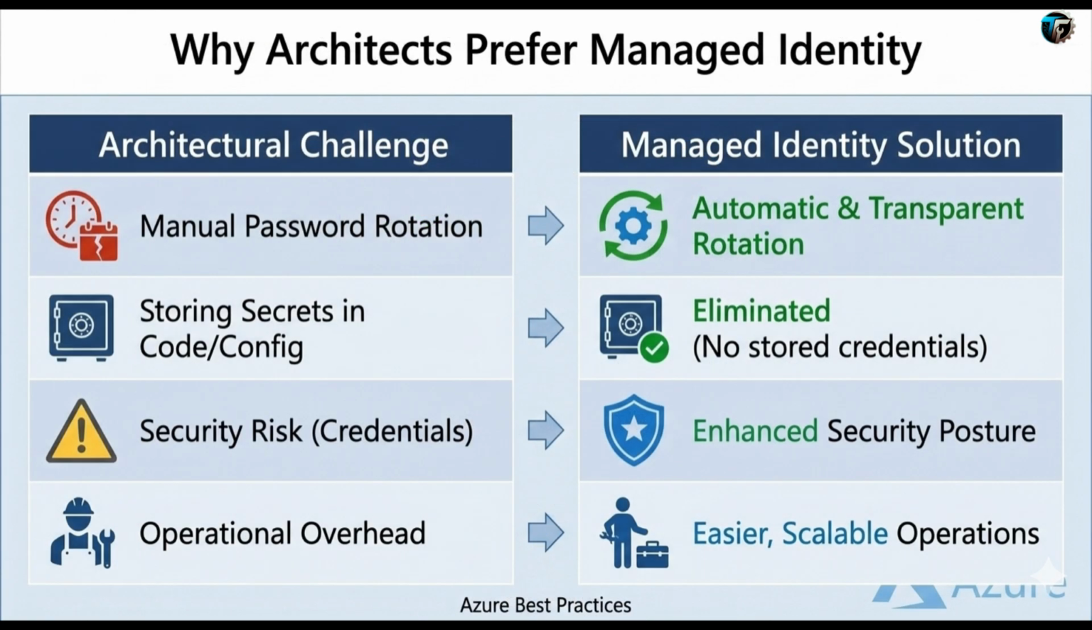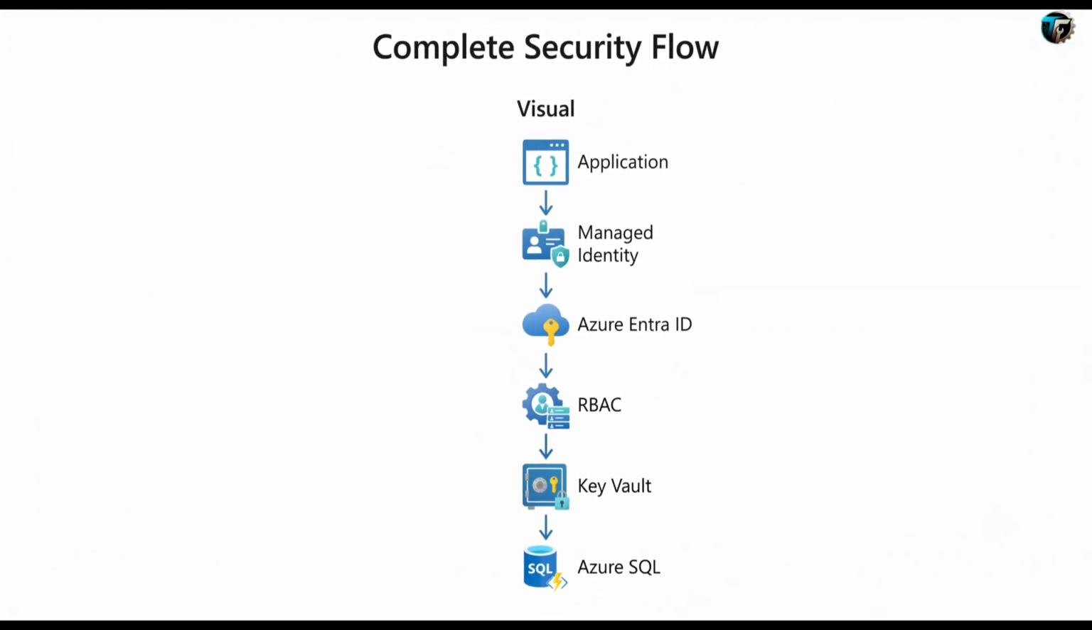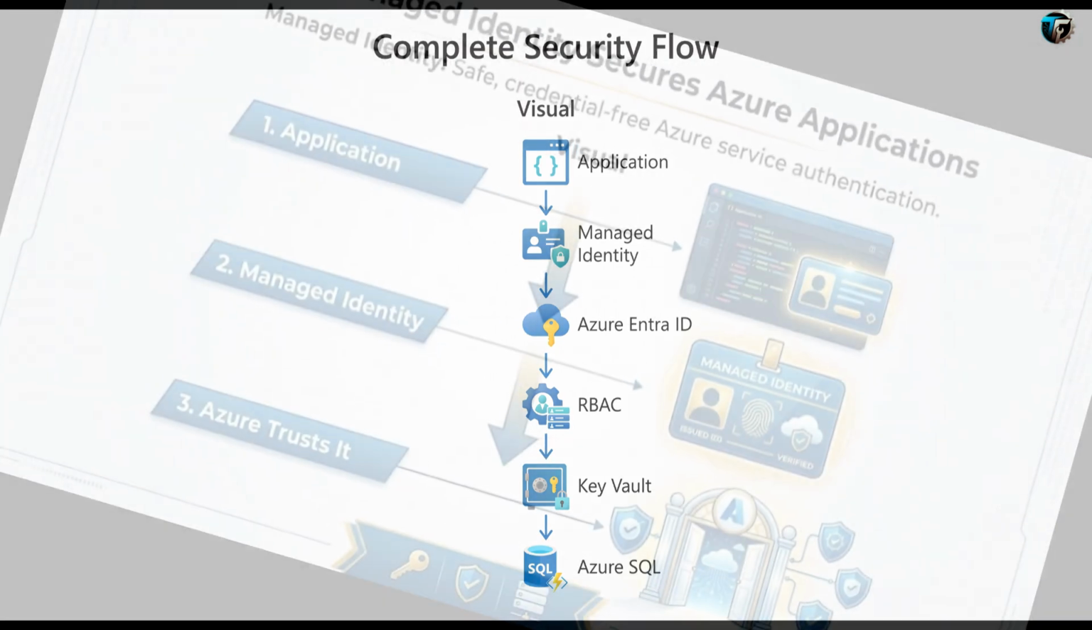Architects love managed identity because it removes an entire category of security problems. No passwords. No secret rotation. Less maintenance. More security. Now you've learned how Azure secures both people and applications. People use Microsoft Entra ID. Applications use managed identity. RBAC controls permissions. Together, they form the foundation of Azure security.